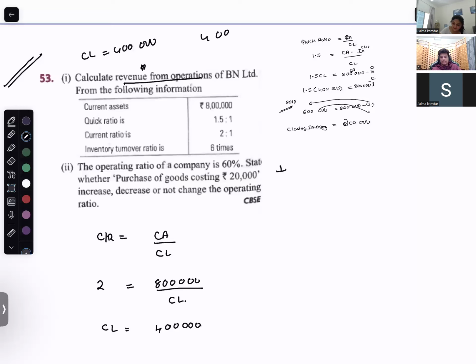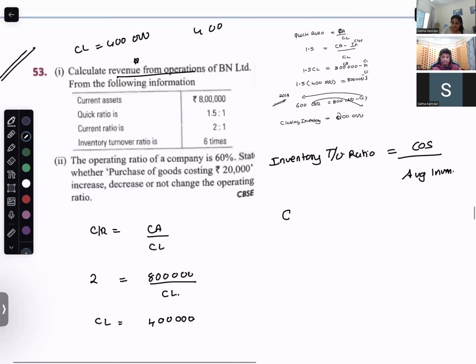Now I have been given the inventory turnover ratio. What is the formula of inventory turnover ratio? Cost of sales over average inventory. Yes. Inventory turnover ratio is 6 times. They have given me no information about the cost of sales, so I'm writing the cost of sales, and they've given me no information about the average inventory.